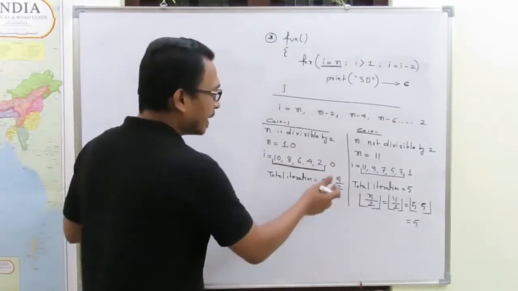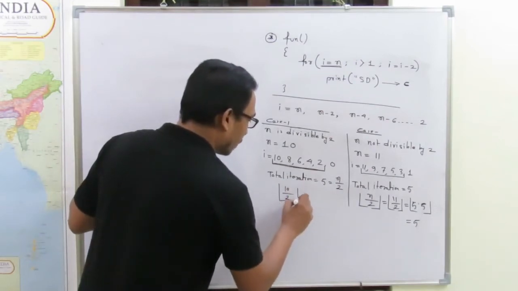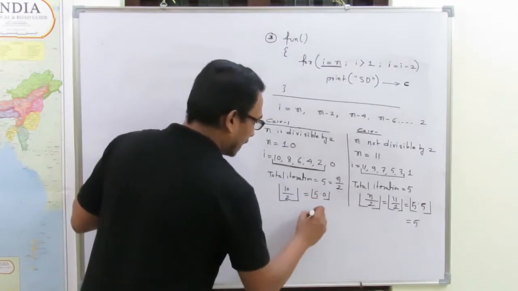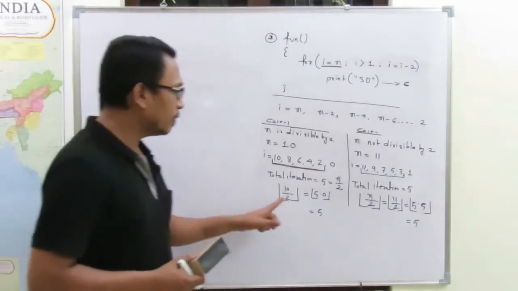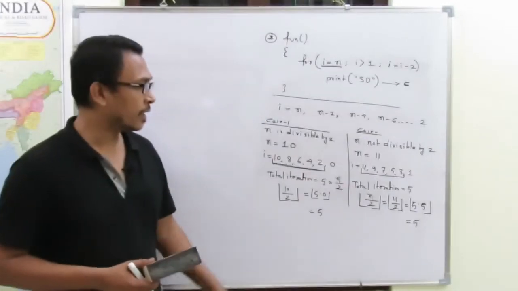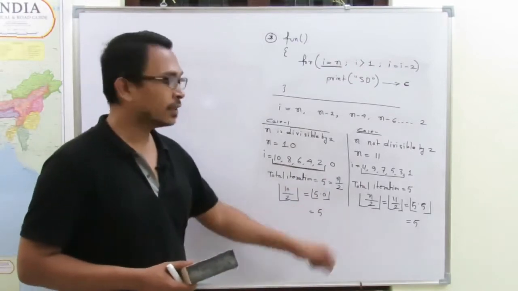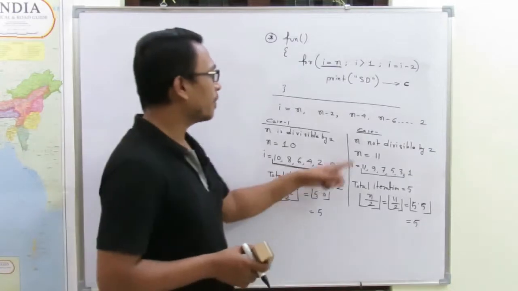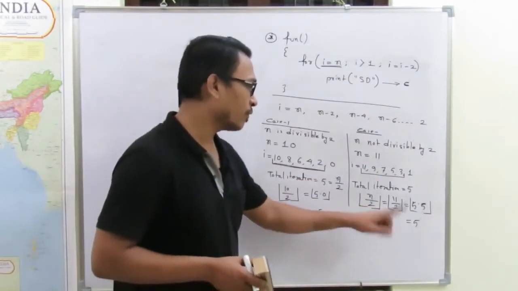Look, in this case also, if we use 10 by 2 floor, at that time we will get 5.0 floor, then we will get 5. So if we use floor, at that time it will generalize the concept. Clear? So what will be the number of iteration? That will be the n by 2 or n by 2 floor.